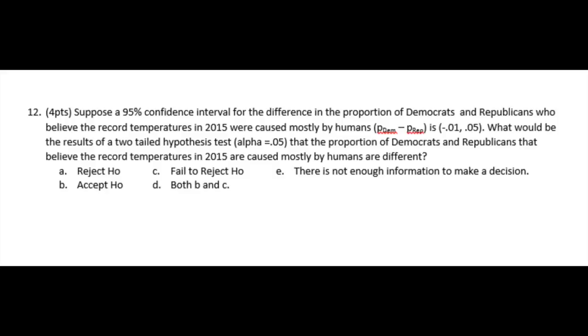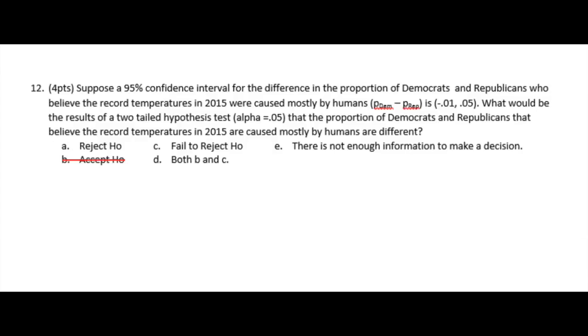Suppose a 95% confidence interval for the difference in the proportion of Democrats and Republicans who believe the record temperature in 2015 were caused mostly by humans is negative 0.01 to 0.05. What would be the result of a two-tailed hypothesis test, alpha equals 0.05, if the proportion of Democrats and Republicans that believe the record temperatures in 2015 are caused mostly by humans are different?